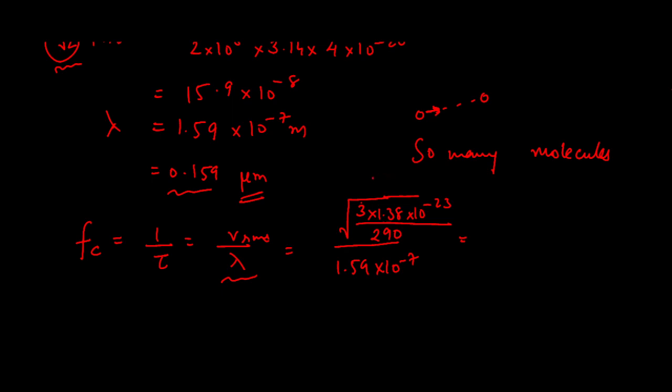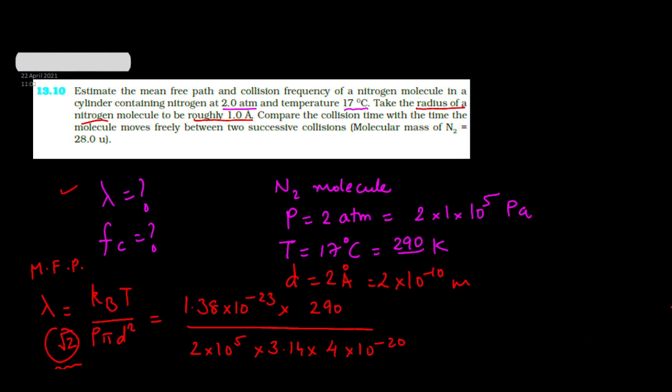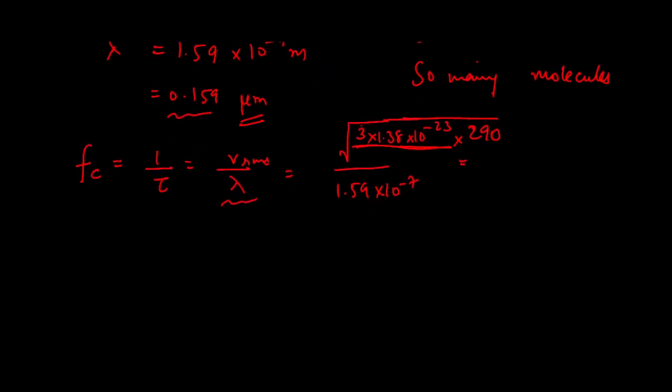Okay, yeah, I've made a mistake here. I'm so sorry. Look here: it is √3 kBT by m. What am I doing, I wrote the formula wrong. √3 kBT by m, for mass of nitrogen, what is given, 28.0. Okay, yes, m will be 28.